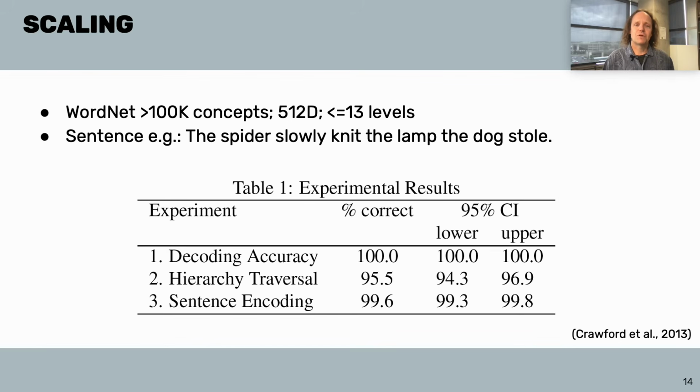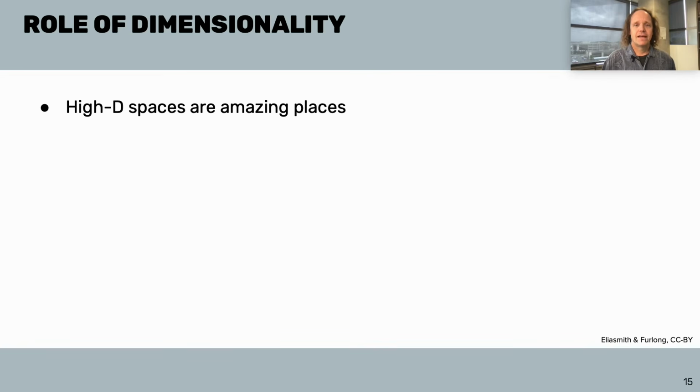So you might be wondering, how are we doing this? We only have 512 dimensions, there are over 100,000 concepts in WordNet, and we're not just encoding the concepts, but a bunch of relationships between them as well. So what exactly is going on here? And in short, this extremely good scaling comes from the fact that we're working in a very high dimensional vector space. And I love to repeat this little sentence that I've got here. High dimensional spaces are amazing places.